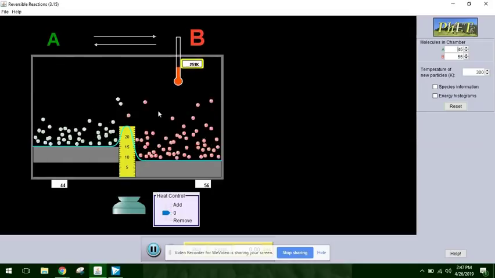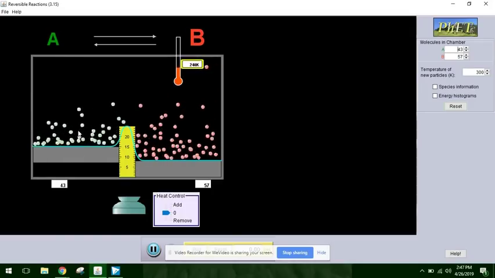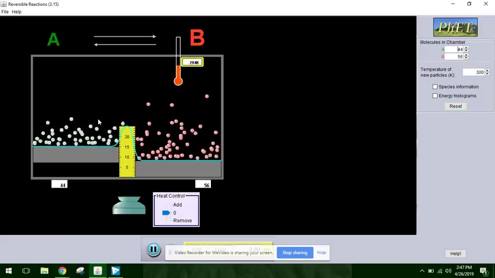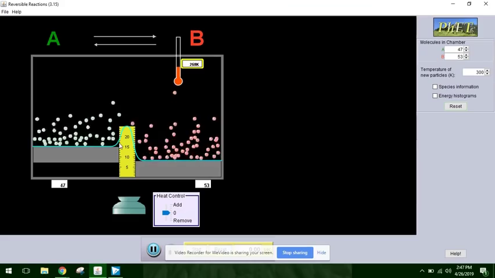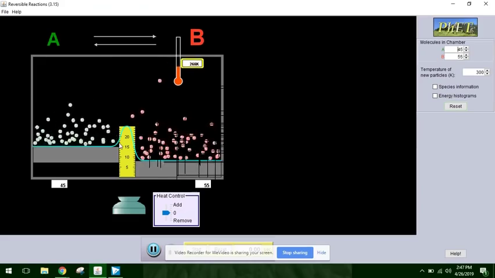And eventually these going to the right slow down because these numbers start to dwindle, and these going to the left speed up because these numbers start to increase. And eventually they reach that point where the rates are the same. And that's what it means to truly be at an equilibrium.